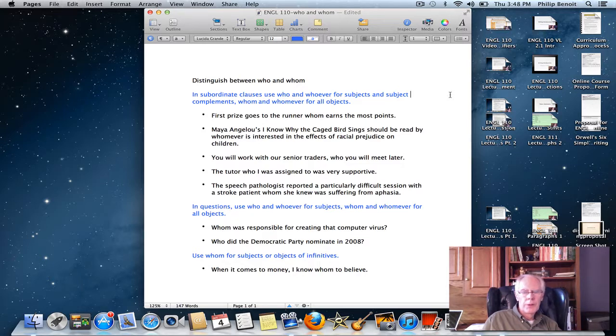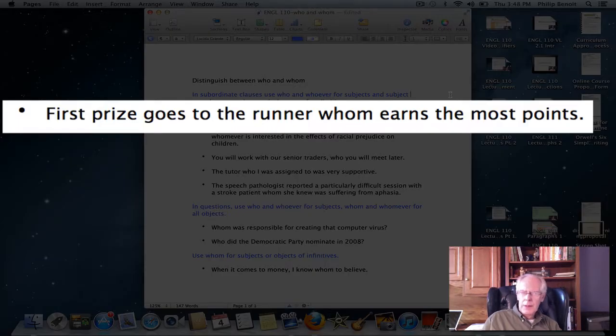So let's look at our first sentence here. We have a sentence that says, "First prize goes to the runner whom earns the most points." We have "to the runner whom," and that gets a little confusing because we might be talking about "to" and an object of the preposition here, and so we're a little unsure what's going on. But if we look at it in terms of what is the subordinate clause and then look at the clause itself, we can unravel this.